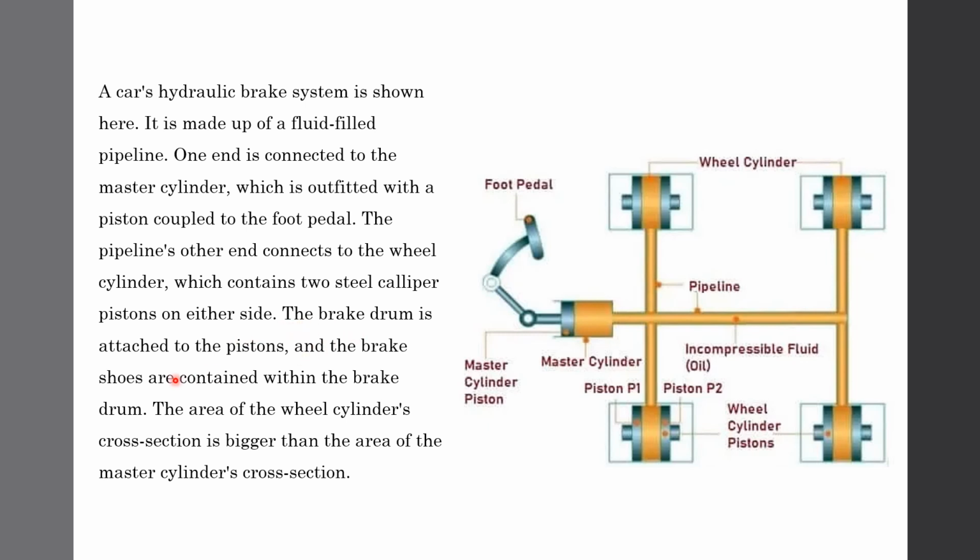The brake drum is attached to the piston and the brake shoes are contained within the brake drum. The area of the wheel cylinder cross-section is bigger than the area of the master cylinder cross-section. This is the diagram that explains those explanations here.